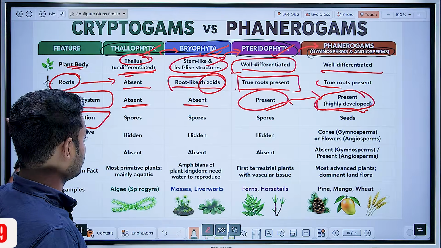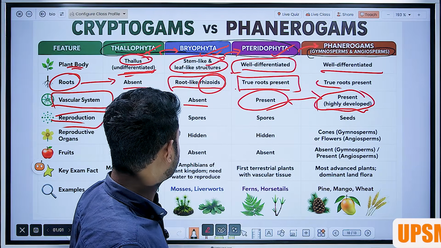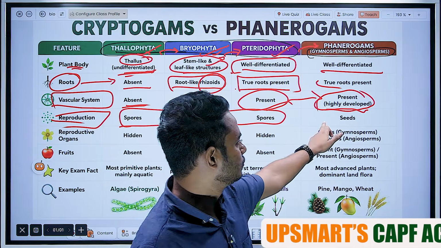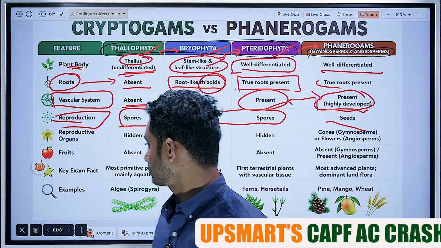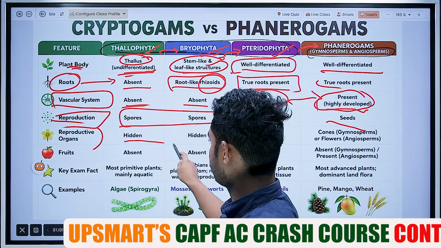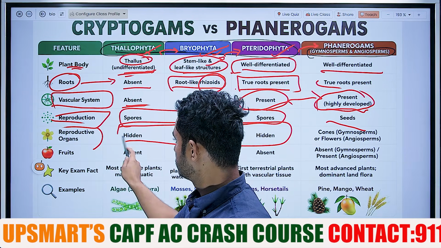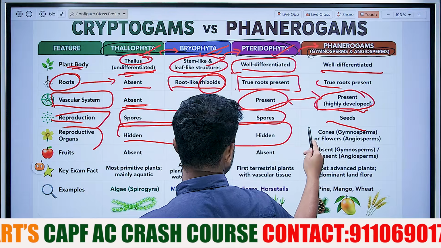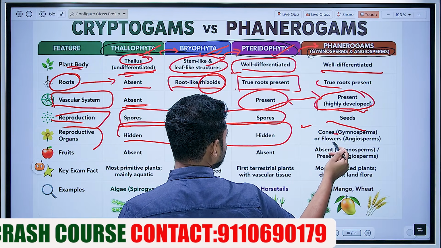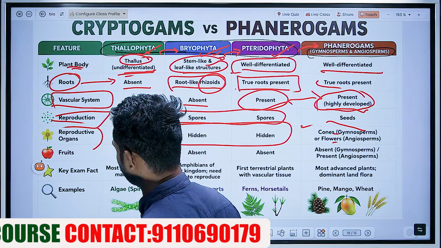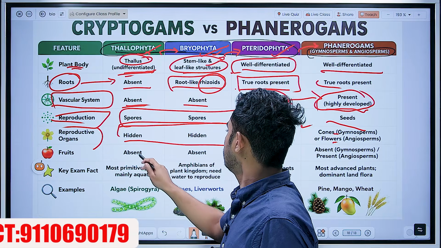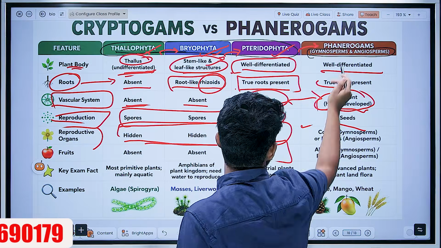Reproduction. I told you already. All cryptogams reproduce by spores. Phanerogams through seeds. That is easy, right? Reproductive organs. I told you this is also basic classification. It is hidden in cryptogams. It is not hidden in phanerogams. It is cones in gymnosperms, flowers in angiosperms. I'll discuss this, don't worry. And if they don't have seeds, no fruits there. So cryptogams don't have fruits.